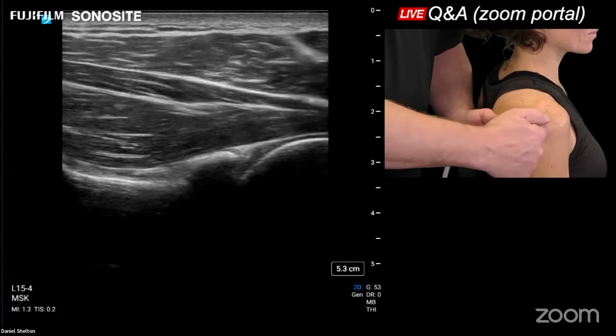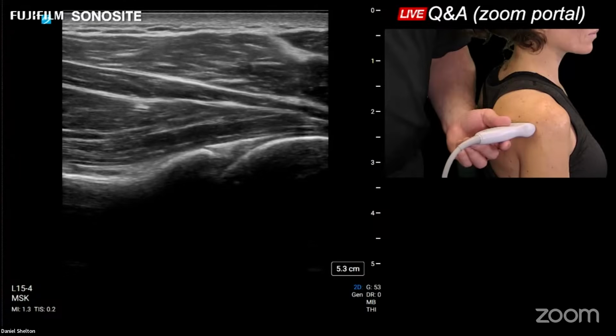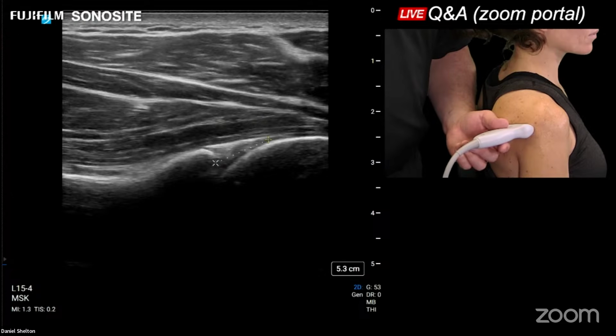But you would just take your needle this way. I'm going to freeze the image and just show that trajectory. And ideally what you end up with is a needle landing right under the corner of where the capsule meets the labrum, and your trajectory would be something about like this.